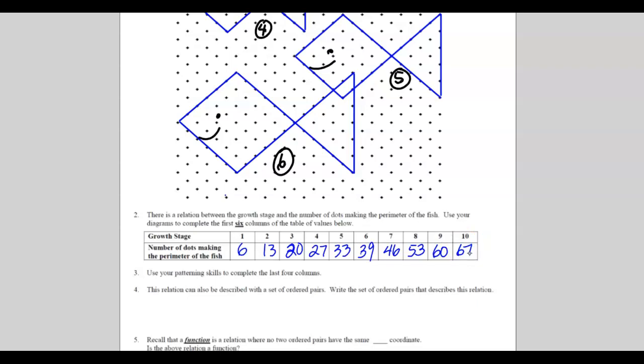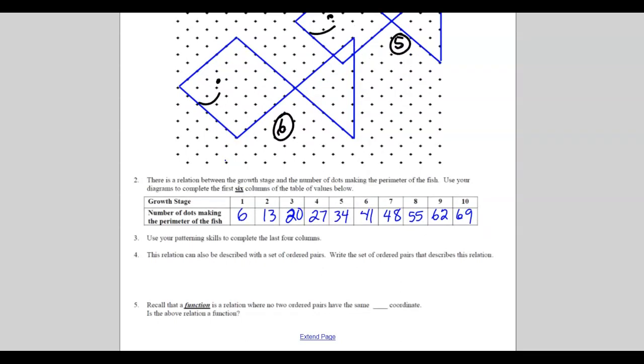I think I did. Nope, I did that wrong. We'll do the right pattern. Got to add 7. So that's 34, 41, 48, 55, 62, 69. There you go. Okay.